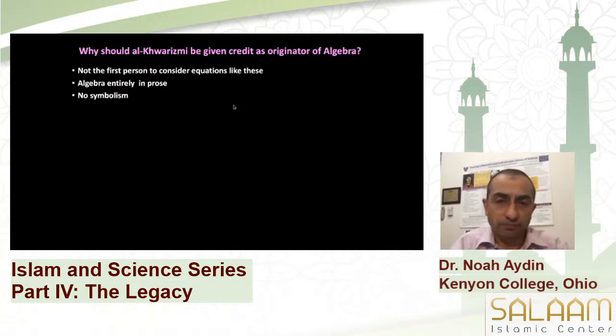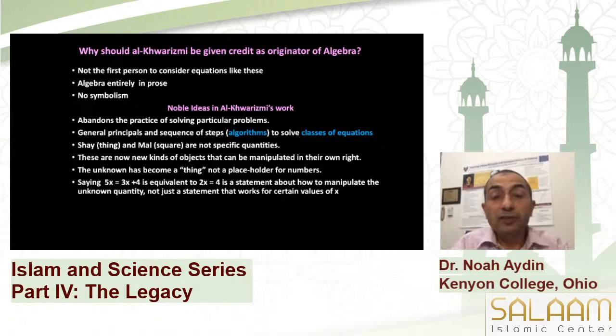Some people argue that al-Khwarizmi was not the first person to consider quadratic equations, and he never used any symbols. Why should he be considered the originator of algebra? Well, that's because even though he did not use symbols, he introduced the idea of manipulating the unknown, even if it was in words. And he also classified equations and provided recipes called algorithms to solve classes of equations. So these were novel ideas in his works that justify the idea that he was the pioneer in starting the field of algebra.